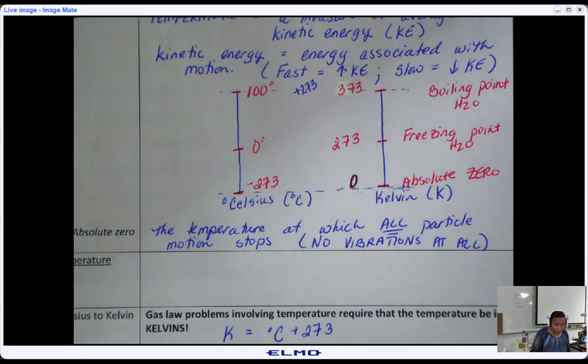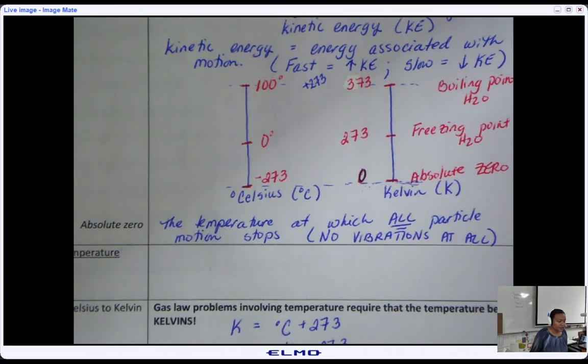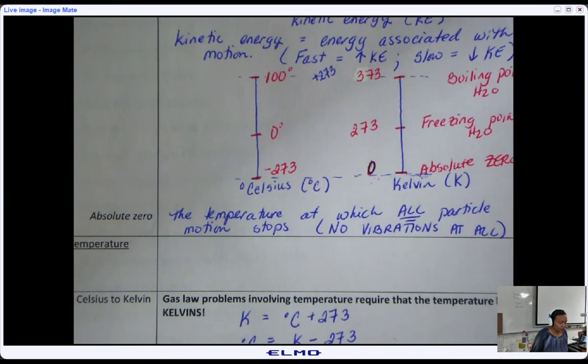Because to go down further, that means it has to continue to slow down, but it's already completely stopped, all right? Okay, so we see that on the Celsius scale, you can go down to a negative 273 degrees, but even for this, you cannot go below this because this temperature is absolute 0. Okay, 0 Kelvin is absolute 0, where all motion stops. Okay, so let's go back to the PowerPoint.